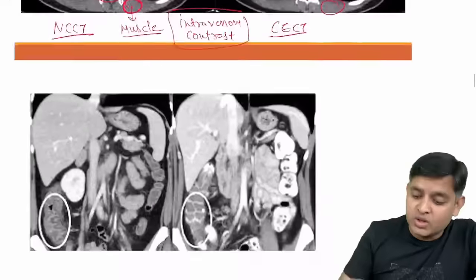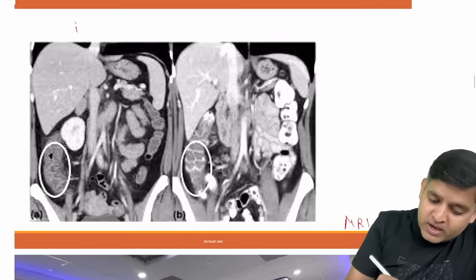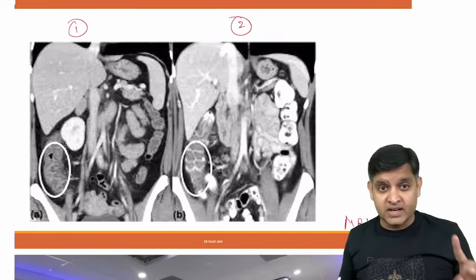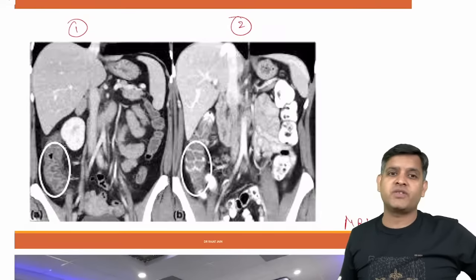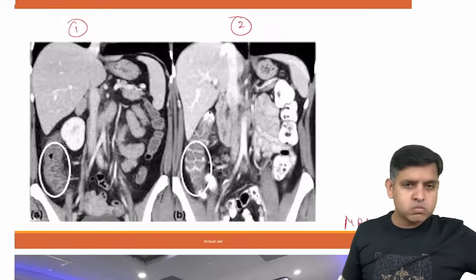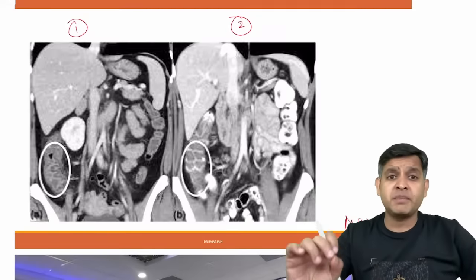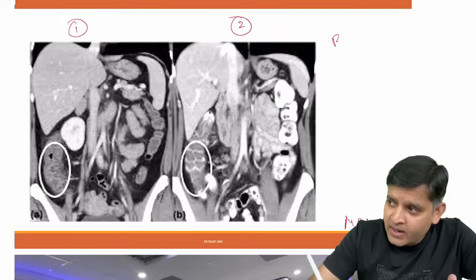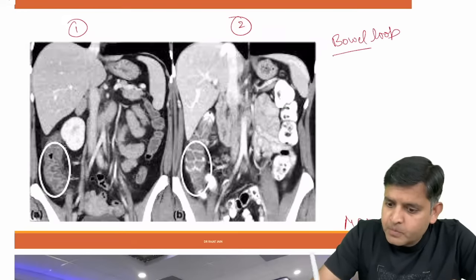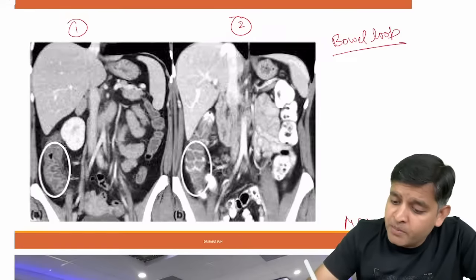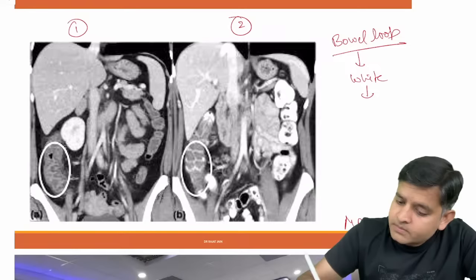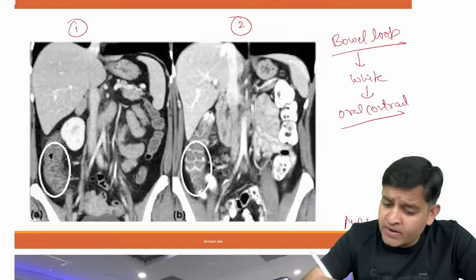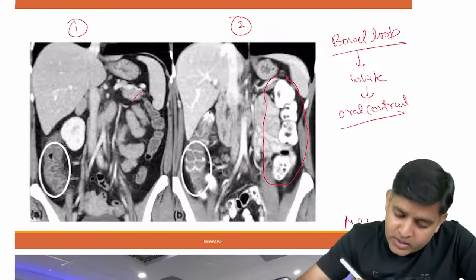What about the oral dye? So now I have two more images for you. Image number one, image number two. Tell me in which investigation oral contrast is given, and in which investigation oral contrast is not given. Out of these two images, in which image is oral contrast given? In which image is oral contrast not given? That has to be identified on the basis of bowel loops. If the bowel loops are white, oral contrast is given. Look at the bowel loops here.